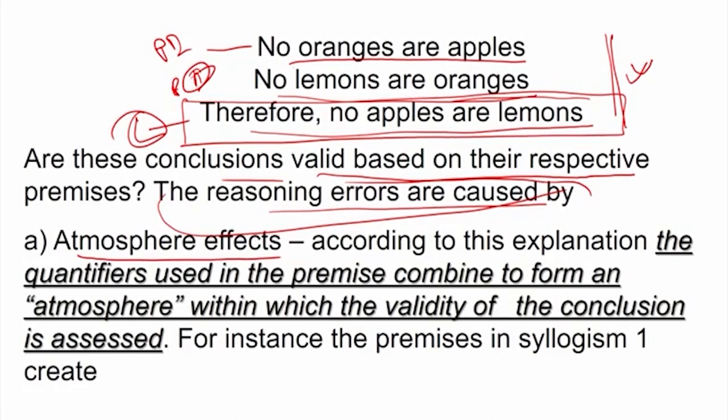So, what are the atmospheric effects? Atmospheric effects says that the quantifiers used in the premises combine to form an atmosphere in which the validity of the conclusion is assessed. As you looked into it, a premise starts with a quantifier. The quantifier could be all or some. We also looked at the environment of it, whether a quantifier is positively stated or negatively stated. Certain quantifiers may have a positive instance or a negative instance, and this positive effect of the quantifiers leads to people misjudging the conclusion to be falling in line with the environment of the premise.